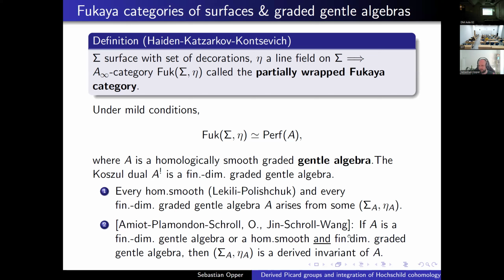And something which I won't get to say is that with the stuff I'm doing here, you can do this very generally for all partially wrapped Fukaya categories, and you can therefore drop the homologically smooth and replace the 'and' by an 'or'. So you can cover all the cases. So this is true more generally, but yeah, it will come out hopefully soonish.